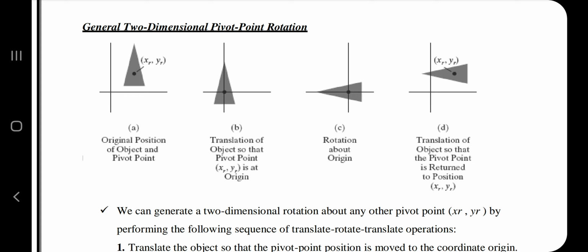Before that, you have to know the two-dimensional pivot rotation, fixed point rotation, and rigid body transformation. So pivot rotation means if you are present here and you have to perform the rotation, you cannot perform the rotation as such here.